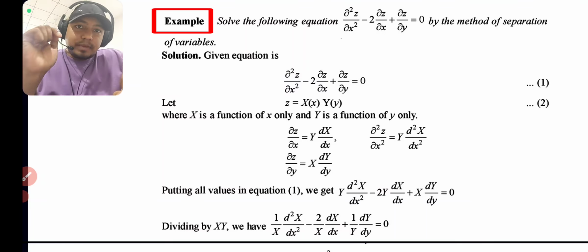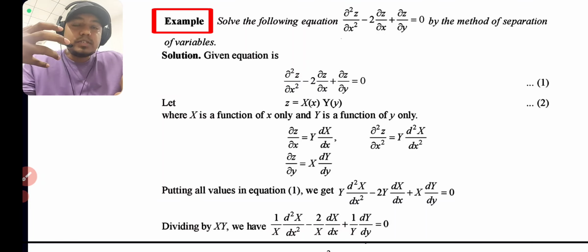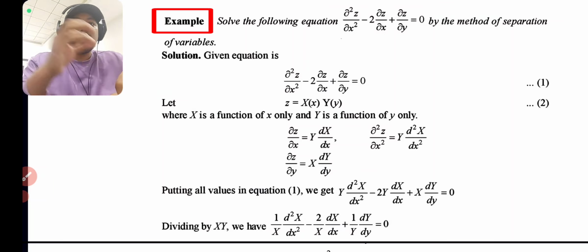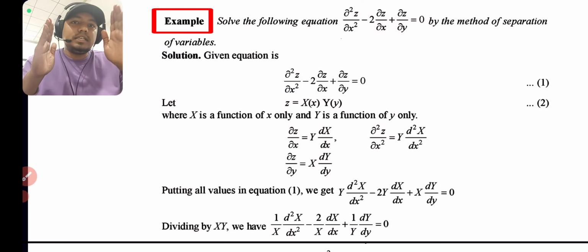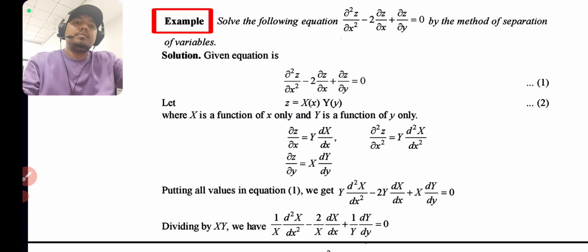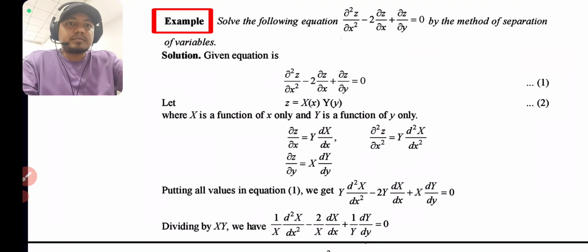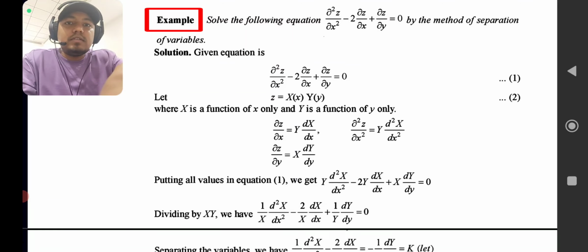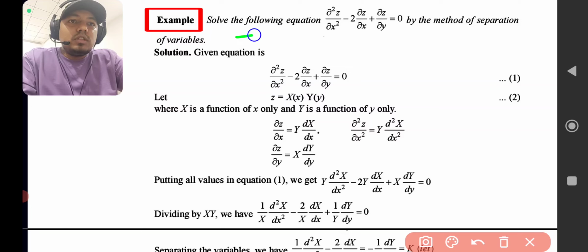Now you can expect in the GATE exam that your differential equation can be lengthy. For example, in aircraft structures also, sometimes questions are lengthy. So it is expected every time that in the GATE exam the differential equation portion will be a lengthy portion, right? So suppose the question is given like: solve the following equation.